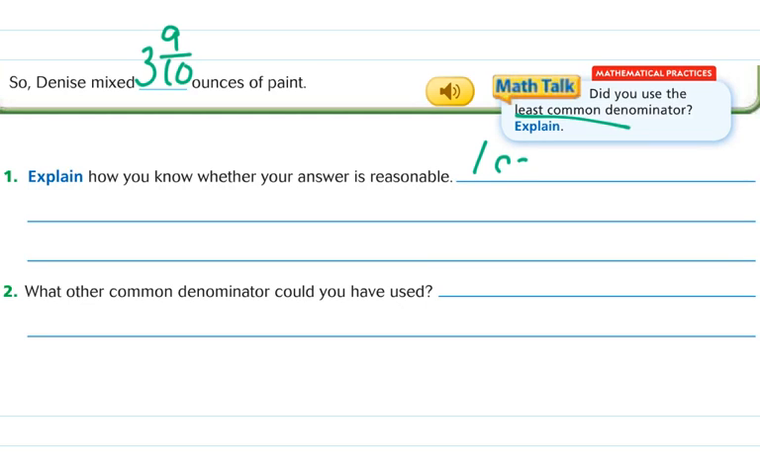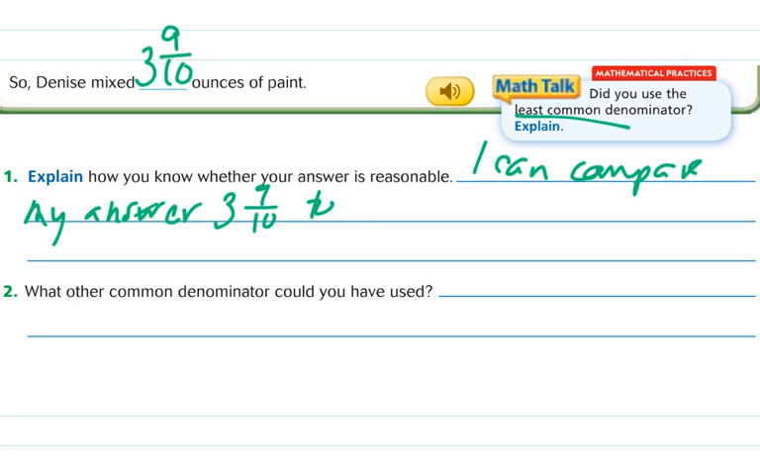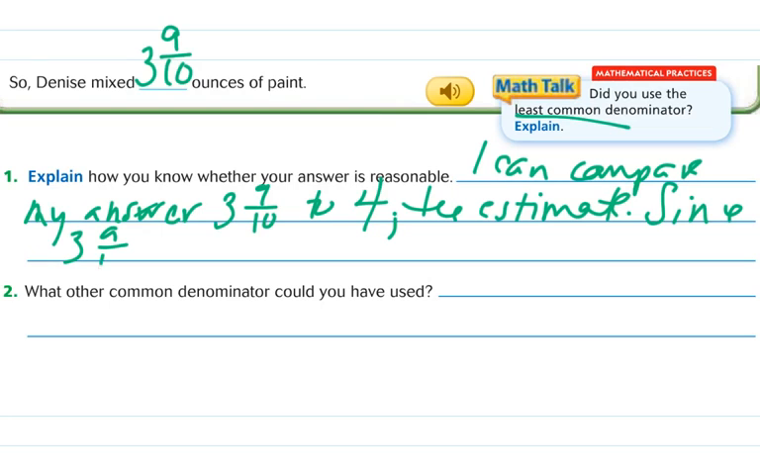So I can compare my answer, 3 9/10, to 4, which was our estimate. Since 3 9/10 is very close to 4, we know that the answer is reasonable.